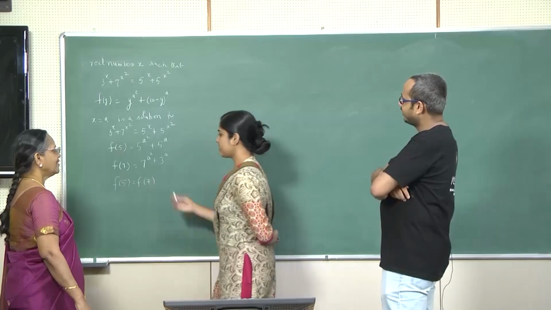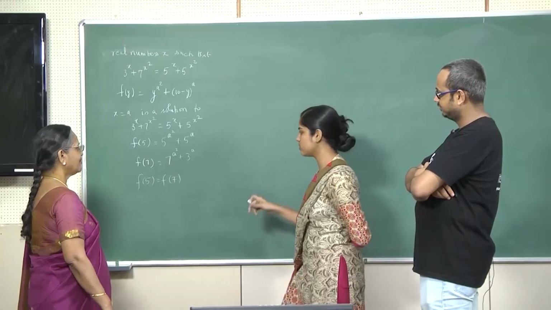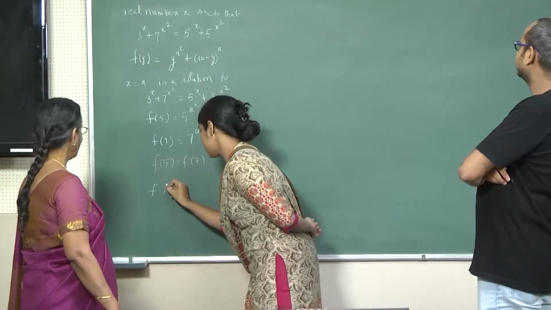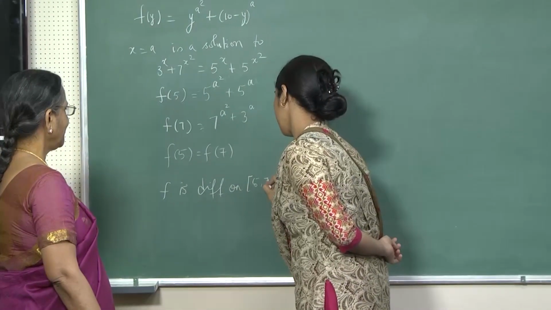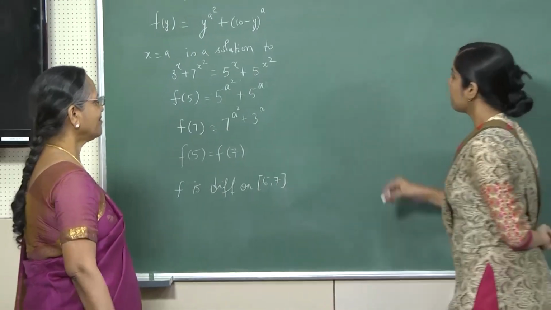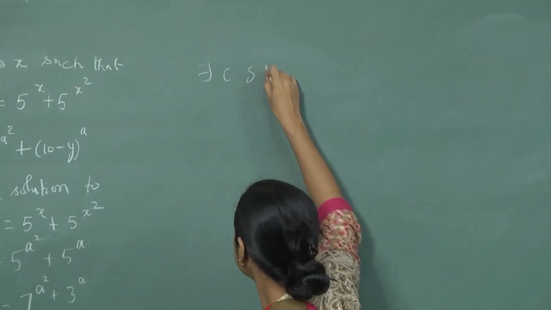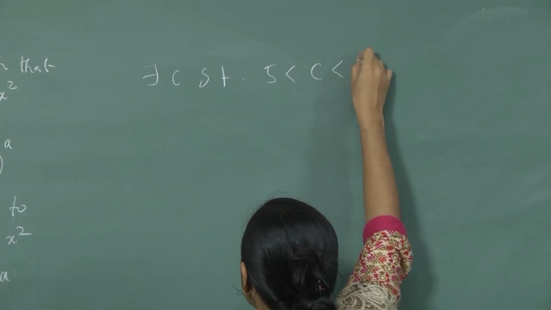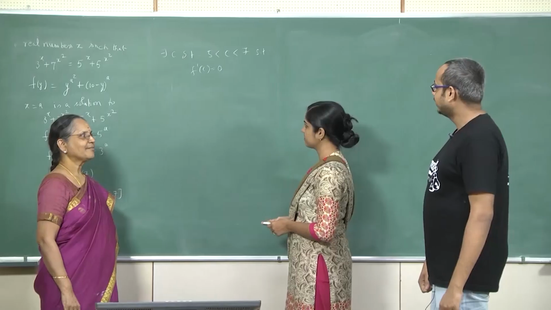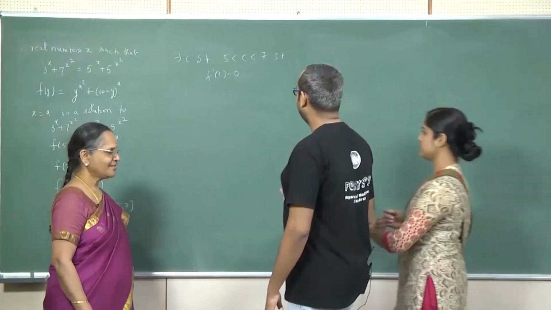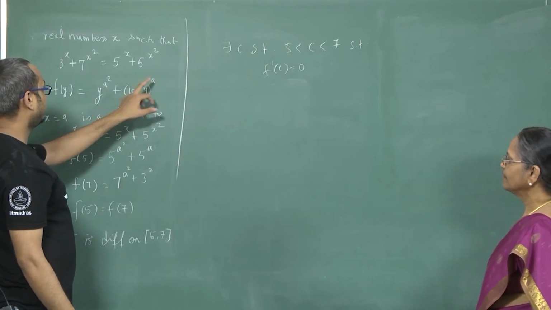Fine. Now we can apply Rolle's theorem because f is a differentiable function on the closed interval 5, 7. By Rolle's theorem, there exists a number c such that 5 less than c less than 7 such that f dash of c is equal to 0. Fine. So shall I continue from here? Yes, please, sir. Okay. So my function is f of y is y power a square plus 10 minus y power a.